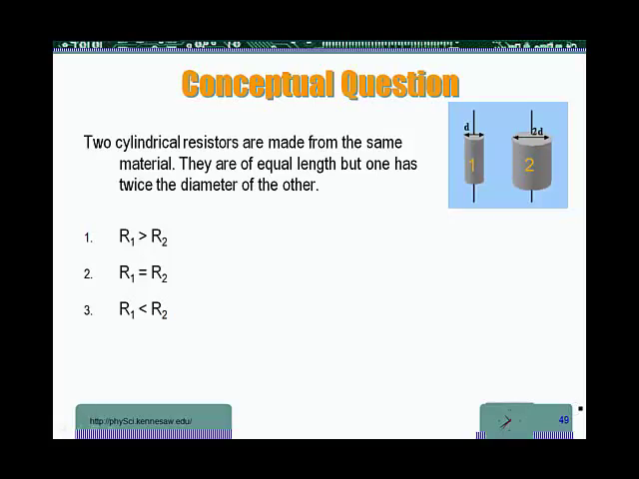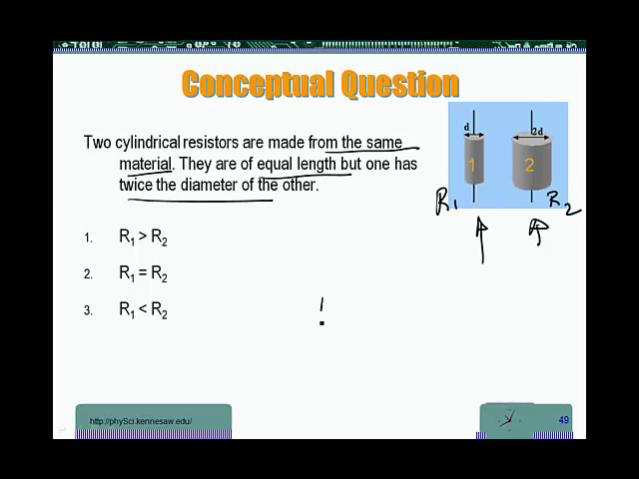Okay, let's look at this question here. We have two resistors made up of some materials, for example like carbon. They are made of the same material and they are of equal length, but one has twice the diameter, as you see here. Which one is going to have the higher resistance, R1 or R2? R1 would be the resistance of this first one and R2 for the second one.